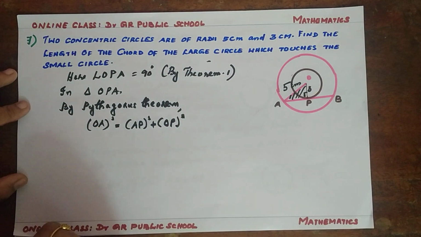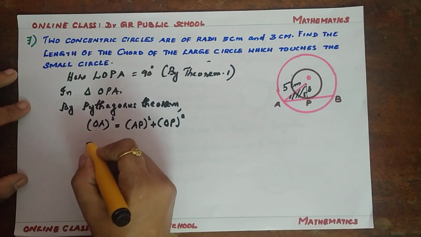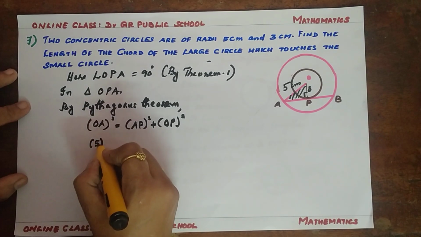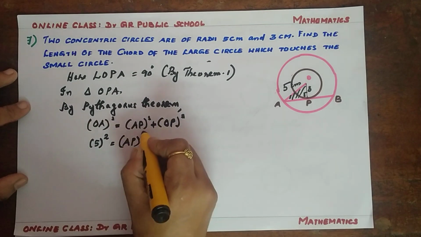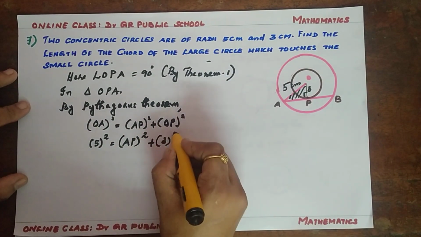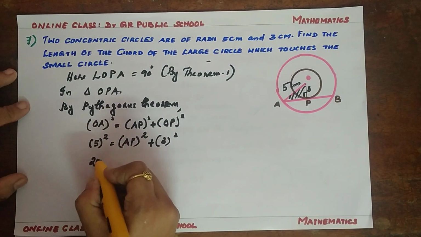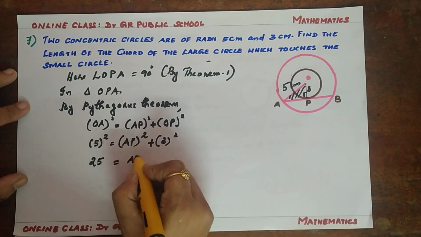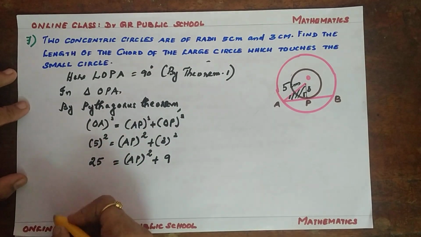Now substitute the values that are given. What is the length of OA? OA is 5. So 5 squared equals AP, which you want to find, so keep it as AP squared, plus OP is 3, which is given in the question, so I substitute 3 squared. Now 5 squared is 25 equals AP squared, which you need to find, plus 3 squared is 9.